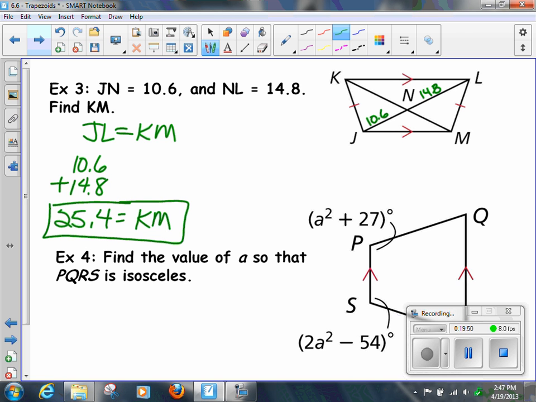Because remember a while ago, these two diagonals are always congruent to each other. So if that piece right there is 10.6, don't we have another piece of a diagonal that's 10.6? That little piece, KN, is 14.8, and can I say 14.8 plus 10.6 is 25.4? Do you see it? If you're a visual learner, this is easy for you. If you're not a visual learner, this is not easy.